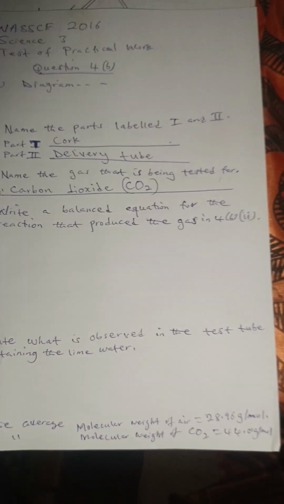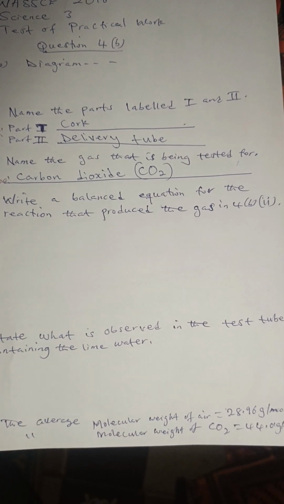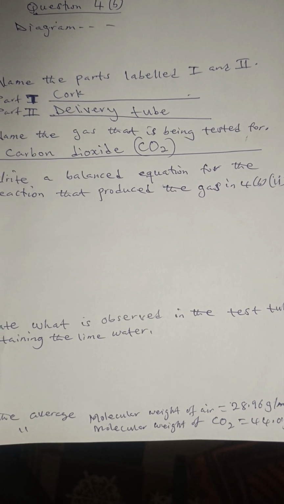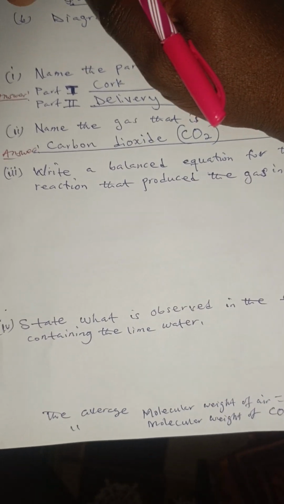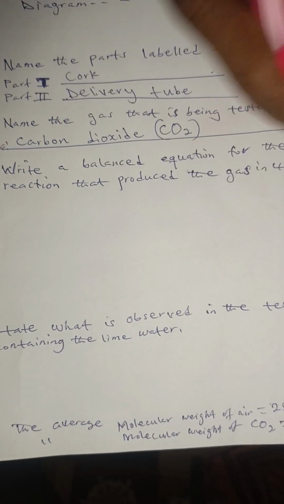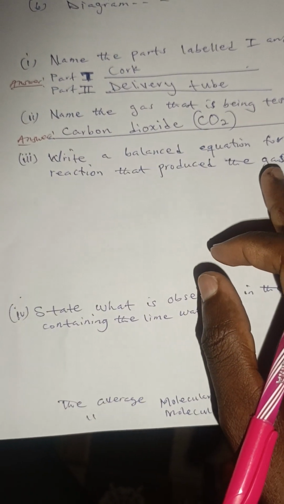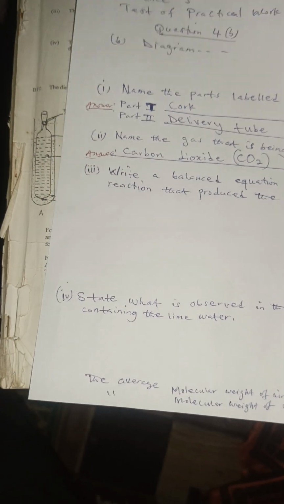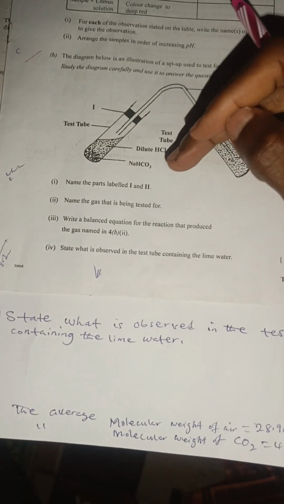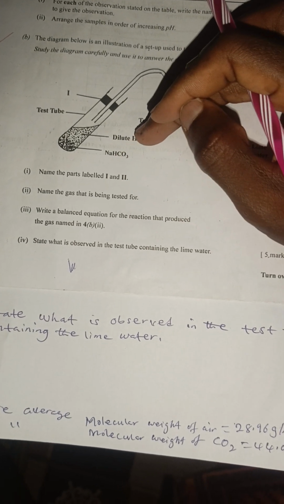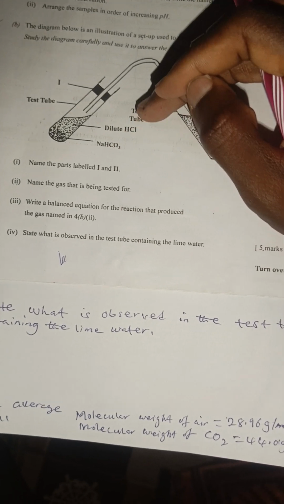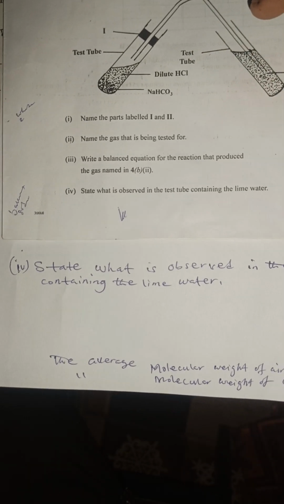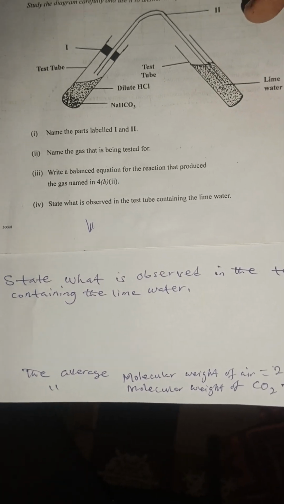Now the next question reads, write a balanced equation for the reaction that produces the gas in 4b, Roman figure 2. We have to understand the question. We are asked to write a balanced chemical equation. So here they are asking us to write the reaction between this sodium bicarbonate and the dilute HCl. So we are asked, when they react, the chemical equation is what the question is asking us to do.